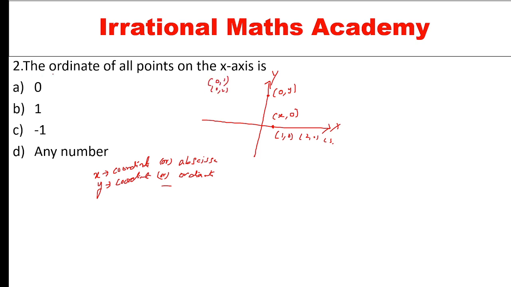So here the question is the ordinate. Ordinate means what? The y coordinate is being asked. The ordinate of all points on the x-axis is what? The ordinate, the y coordinate, is always 0.